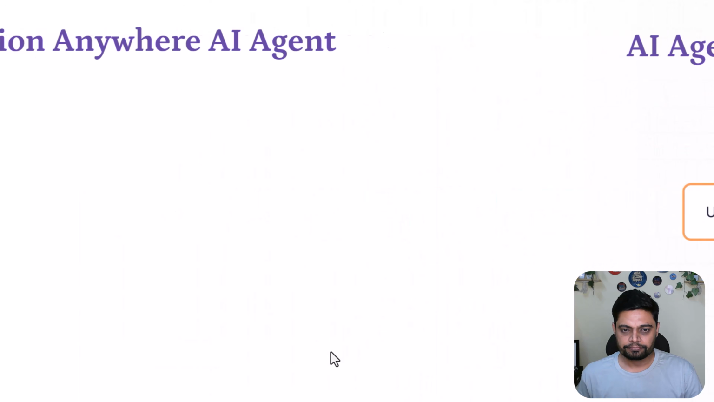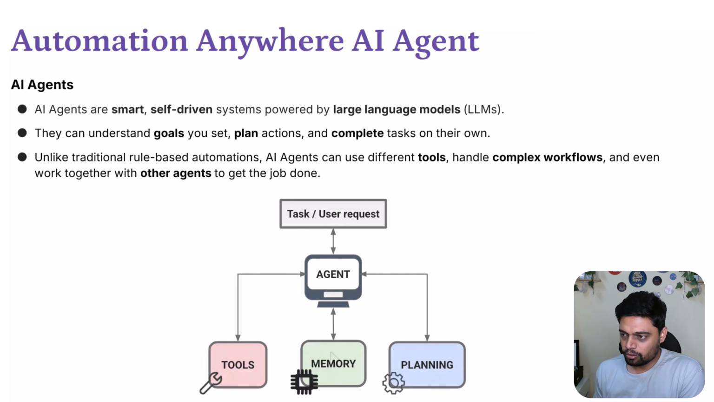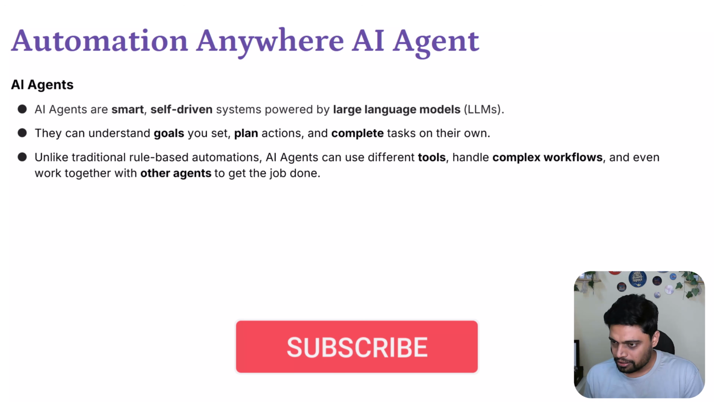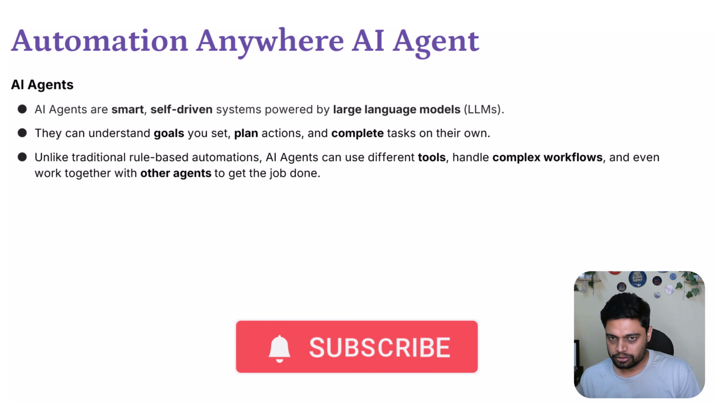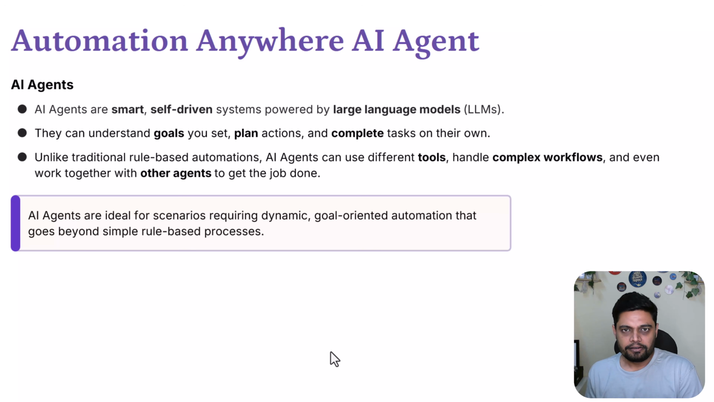Now let's talk about Automation Anywhere AI agents. AI agents are smart, self-driven systems powered by LLMs. They can understand goals that you set, plan the actions and complete tasks on their own. Unlike traditional rule-based automations or RPA bots, AI agents can use different tools, handle complex workflows, and even work together with other agents to get the job done. This kind of scenario we call multi-agent workflows, or multi-agent architecture. AI agents are ideal for scenarios that require dynamic, goal-oriented automation that goes beyond rule-based processes.